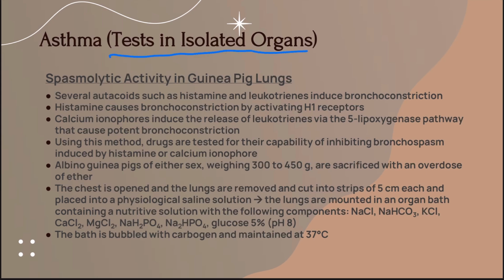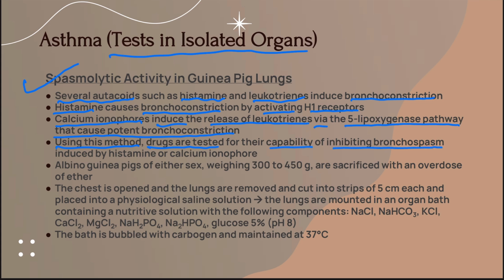So first we will see the spasmolytic activity in guinea pig lungs. We know there are several autacoids such as histamine and leukotrienes which induce bronchoconstriction. Histamine causes bronchoconstriction by activating the H1 receptors. We also have calcium ionophores, the molecules which are responsible for the movement of calcium. They induce the release of leukotrienes via the 5-lipoxygenase pathway, and that can also cause potent bronchoconstriction. So using this method, drugs are tested for their capability of inhibiting the bronchospasm induced by either histamine or the calcium ionophore.